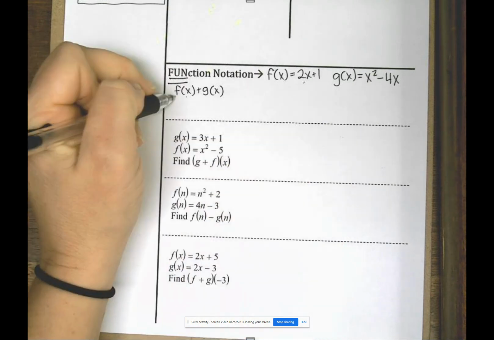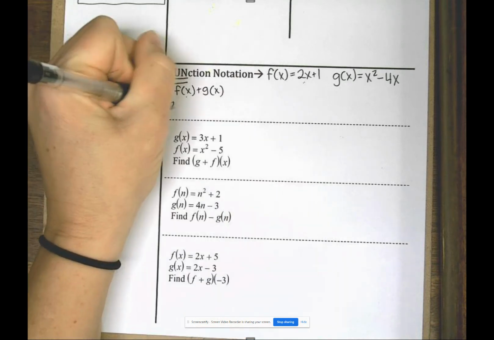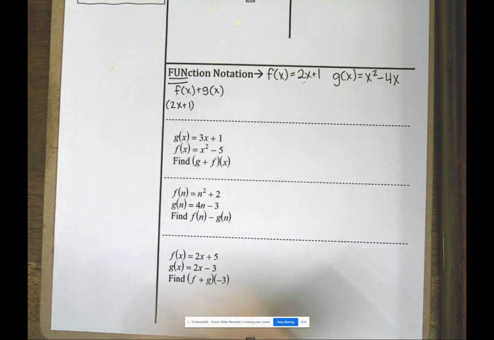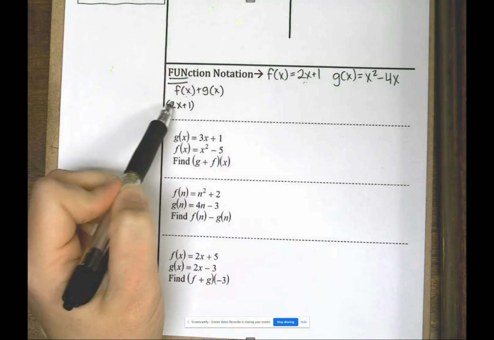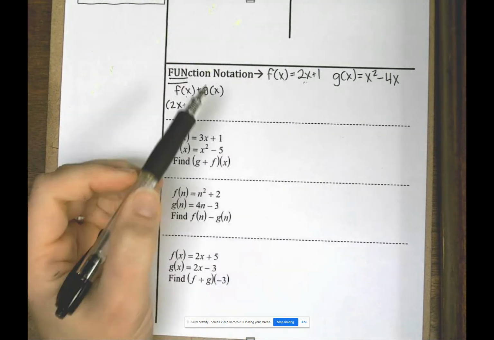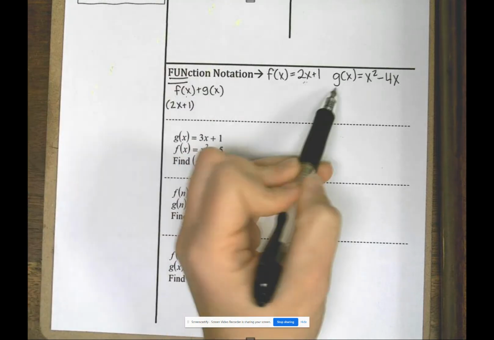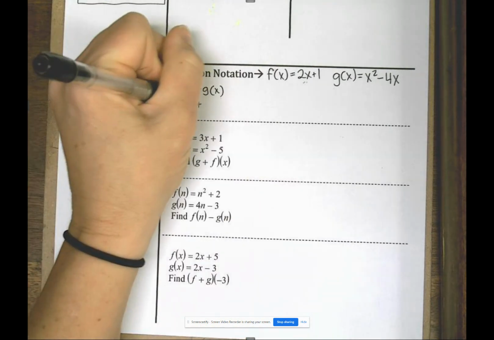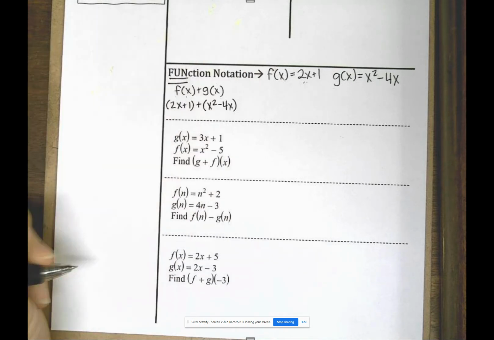So in place of f of x, I'm going to put 2x plus 1. And anytime you're substituting, you really should put parentheses on it. Even though it's not going to change our solution in this particular case, it's still a great habit to have. So anytime you're substituting an expression for a function, you're best off putting parentheses in so you don't make any mistakes, especially when we get into subtraction here in a minute. I'm going to do the same thing for g of x. Instead of g of x, I'm going to add x squared minus 4x. So plus x squared minus 4x.